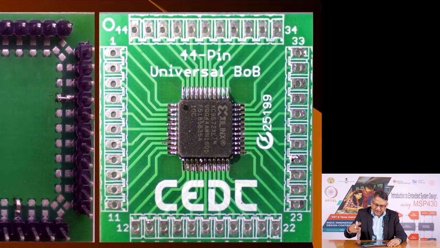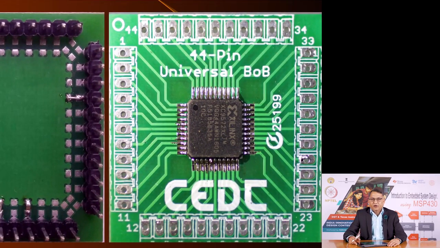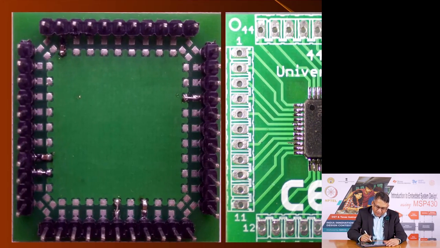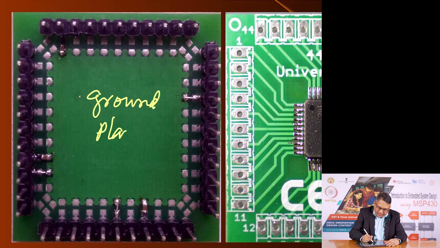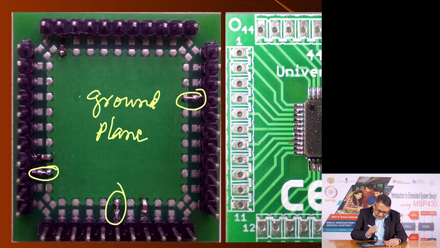This was fabricated using outside fabrication facilities, and this is actually a 44 pin universal breakout board, which means any 44 pin IC can be soldered onto this, and at the bottom appropriate ground pins. This is going to be the ground plane. Depending upon which pins of the IC that you are soldering need to be grounded, they are grounded here, here, here and somewhere here.